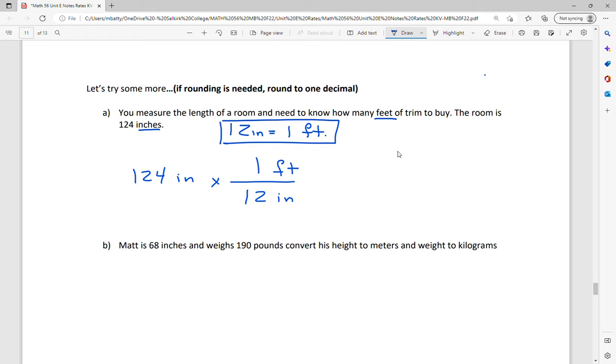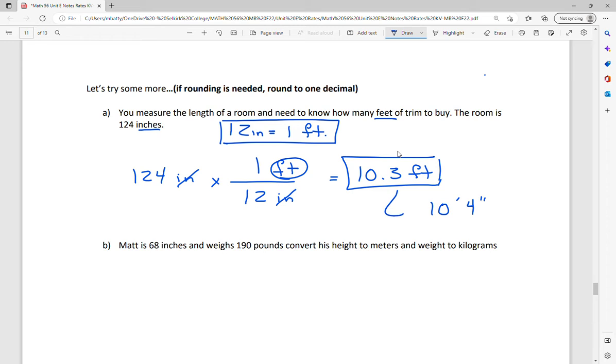And so this allows me to see that inches cancel, and my answer is going to be in feet. On my calculator, it'd be 124 divided by 12, and that would give me 10.3 feet. So that's fine as an answer. If you are a carpenter, you know that that's actually 10 feet 4 inches, because that would matter. And so don't worry about that if that's not you.